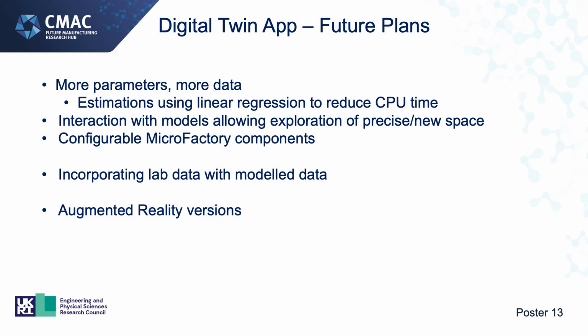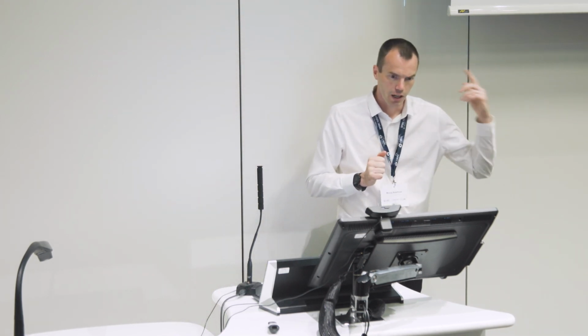Finally, future plans for the digital twin app. Just as I was saying, more parameters, higher fidelity in the parameters, so you can be more precise in where we're exploring. We'd love to be able to incorporate lab data, so be able just to flick a switch and then view real data in the lab just to get an idea of how our processes have behaved, and can we overlay that with the modelled data, so we have an idea of model performance versus what's happening in the lab.